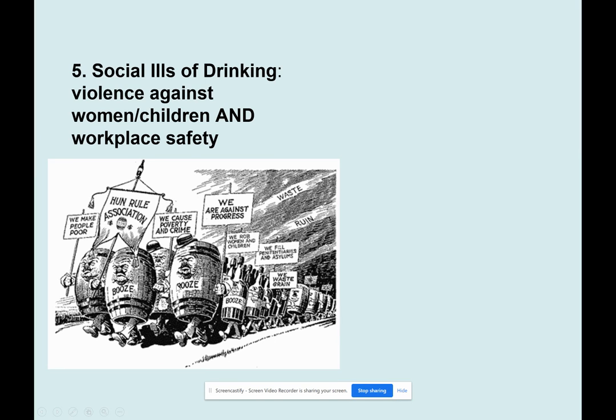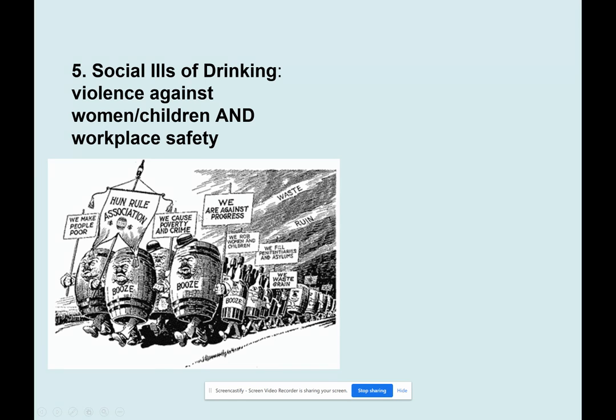And you can see here in the cartoon, this is a criticism of booze, right? What are the problems with alcohol? It makes people poor. These people are spending too much of their money on alcohol. The Hun Rule Association, this Hun is a reference to Germany, because many breweries were German, and again, this overlaps with World War I. So there's a lot of actually anti-German sentiment in banning alcohol.